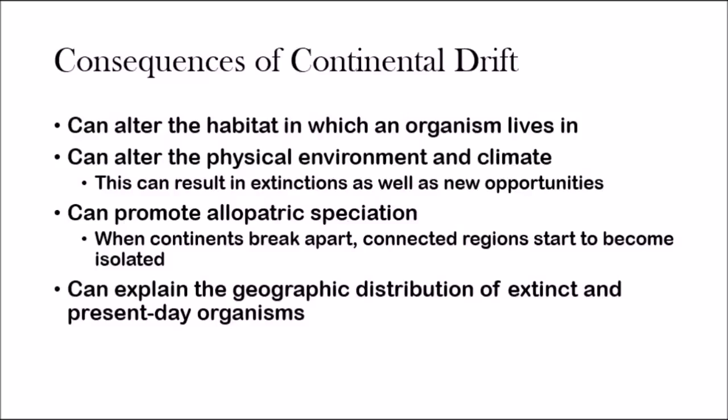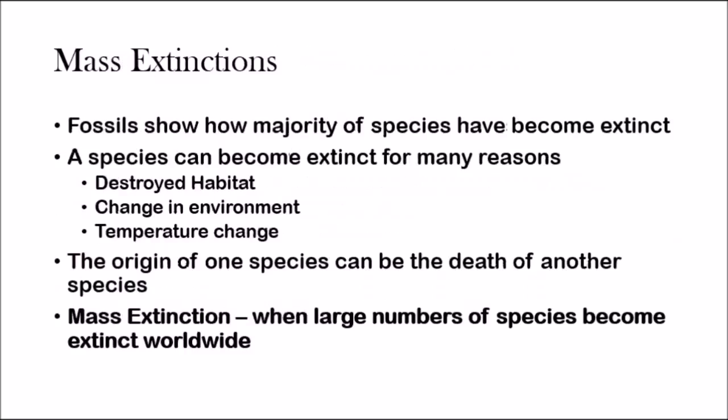We saw this in a few videos when we talked about Pangea and the biogeography and how the continents start to split apart, causing areas of populations to divide. That's obviously going to cause allopatric speciation because it's isolating the populations. And it can explain the geographic distribution of extinct and present-day organisms if you study continental drift.